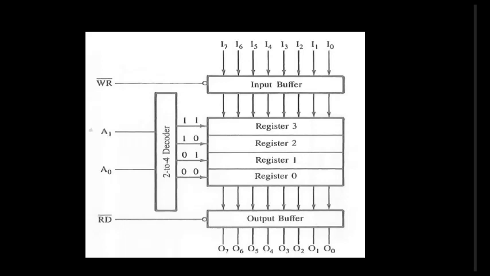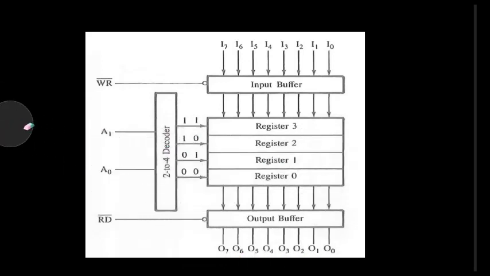So in this case, we will make this as 0, this as 1, because of which register 1 gets selected. We enable this buffer by making this as 0. So whatever data is here, it comes out. So this is how the memory cell functions.